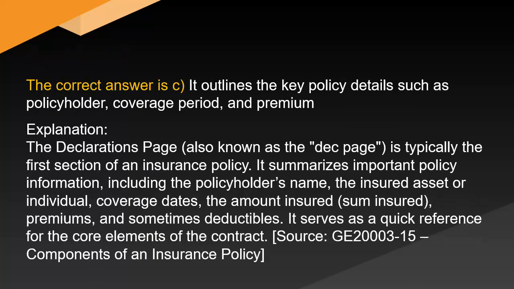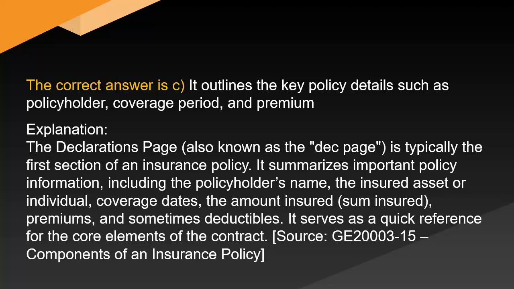The correct answer is C. It outlines the key policy details such as policyholder, coverage period, and premium explanation. The declarations page, also known as the deck page, is typically the first section of an insurance policy. It summarizes important policy information, including the policyholder's name, the insured asset or individual, coverage dates, the amount insured, sum insured, premiums, and sometimes deductibles. It serves as reference for the core elements of the contract.